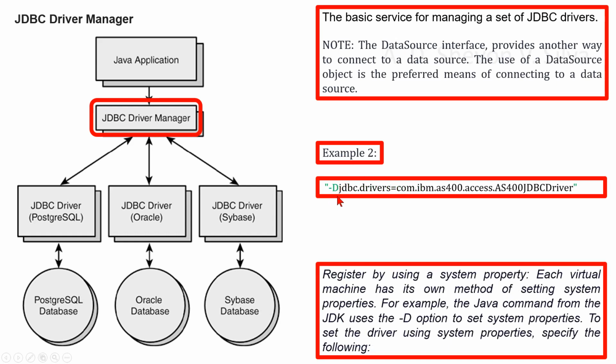As example 2, we can consider this code segment. Register by using a system property. Each virtual machine has its own method of setting system properties. For example, the java command from the JDK uses the -D option to set system properties. To set the driver using system properties, specify the following. This is the fully qualified class name of the JDBC driver, com.ibm.as400.access.AS400JDBCDriver.